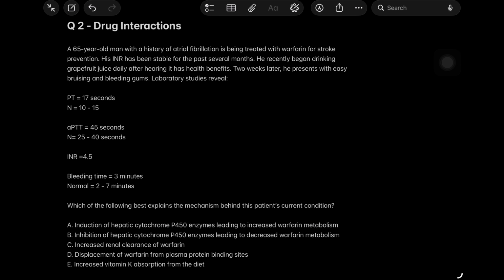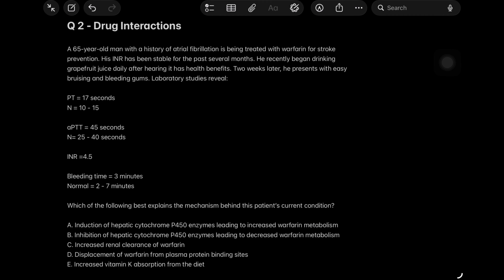Question number 2, drug interactions. A 65-year-old man with a history of atrial fibrillation is being treated with warfarin for stroke prevention. His INR has been stable for the past several months. He recently began drinking grapefruit juice daily after hearing it has health benefits. 2 weeks later, he presents with easy bruising and bleeding gums.